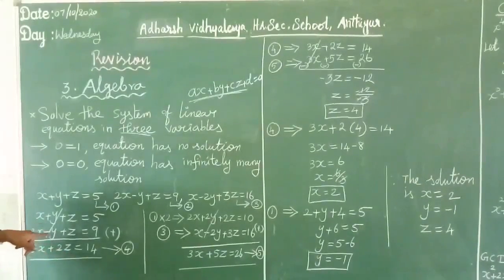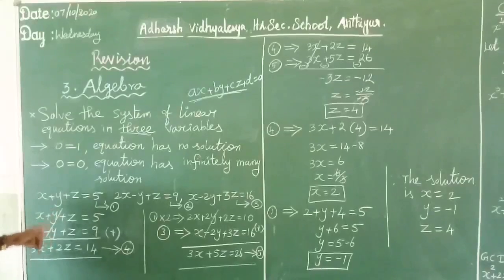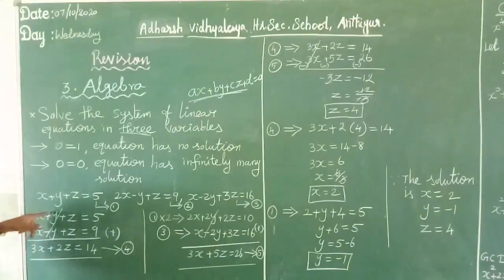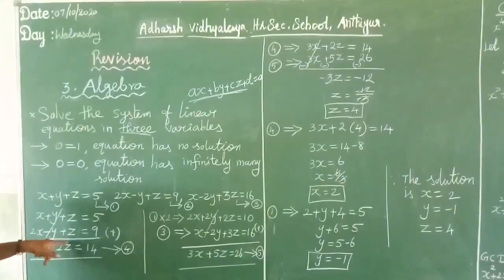How do we eliminate? First we see whether the coefficients of the variables in these 2 equations are the same. Here the x coefficient is 1, here 2. But the y coefficients are 1 and minus 1. Here 1 and 1. These 2 are possible to eliminate. If these 2 are added, they cancel. If subtracted, these 2 would cancel. So now we take add.